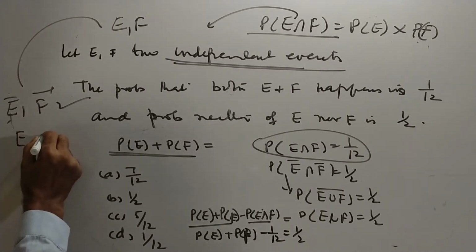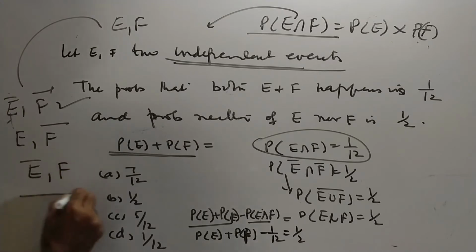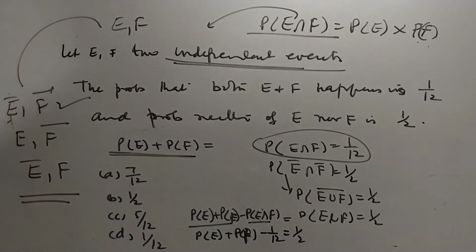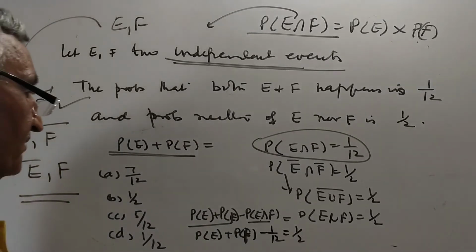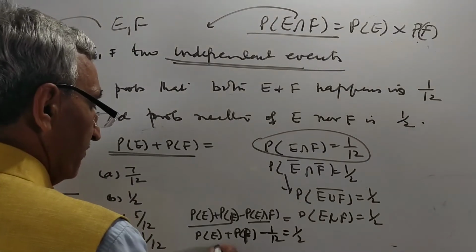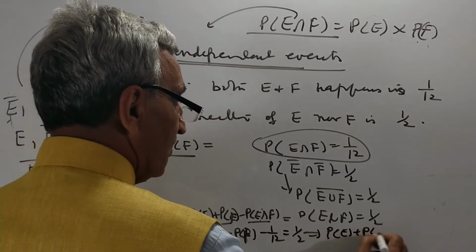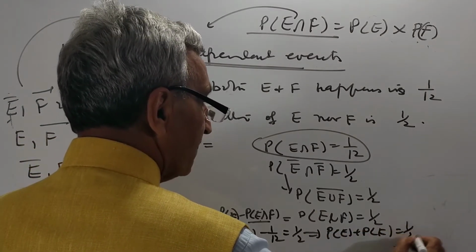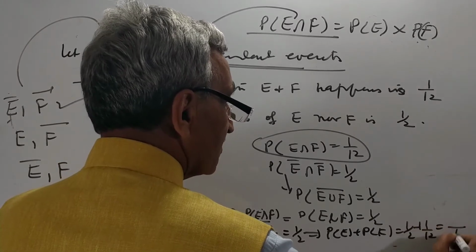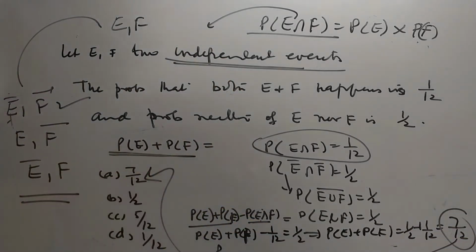E नॉट और F नॉट भी इंडिपेंडेंट होंगे, E नॉट और F भी इंडिपेंडेंट होंगे. यदि E और F इंडिपेंडेंट हैं तो ये वाली बात भी होगी. So here we go. So this is equal to what? Therefore probability of E and probability of F is equal to क्या होगा? Is equal to 1 by 12 plus 1 over 12. Answer is 12 here, 6 and 7. 7 by 12. So my answer is A here.